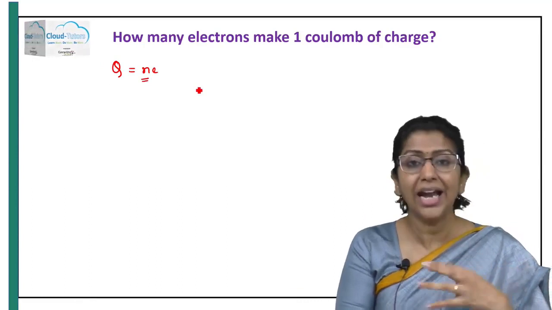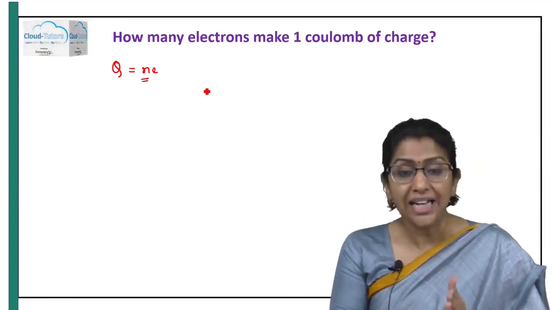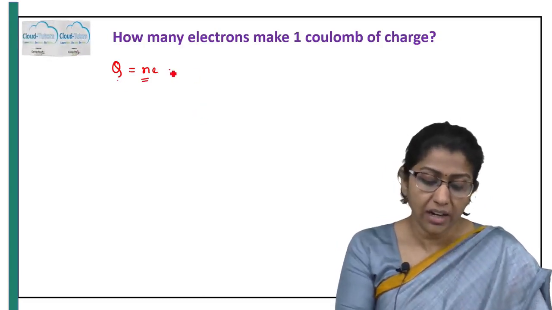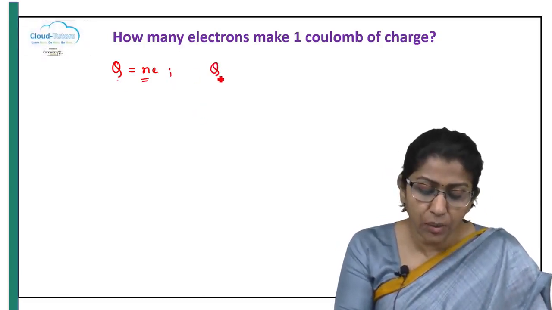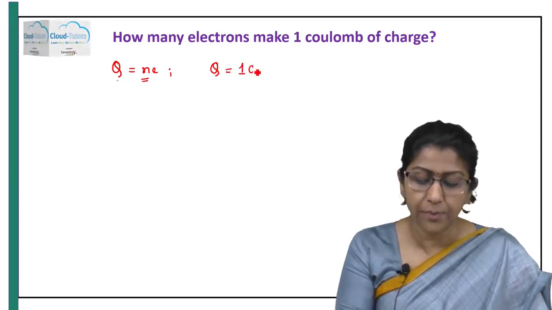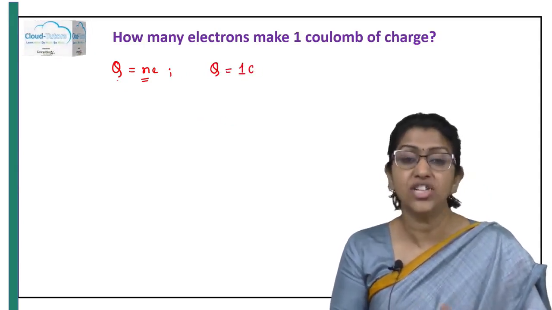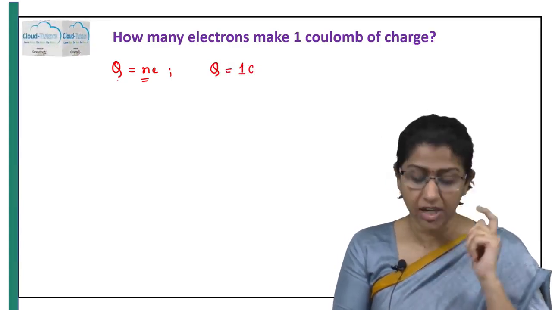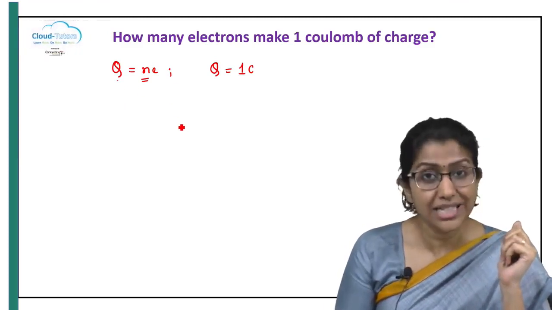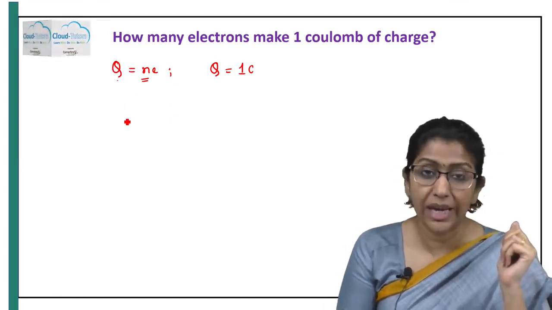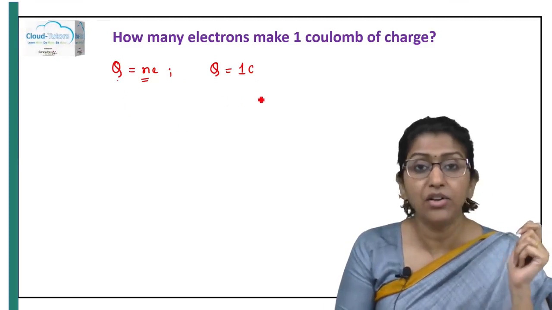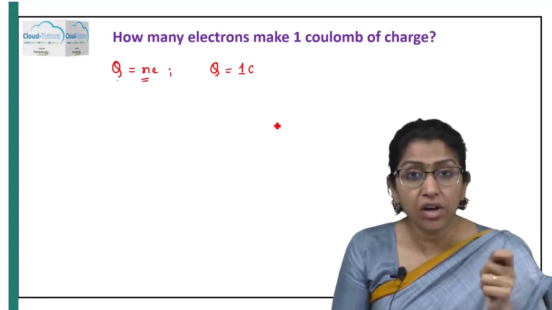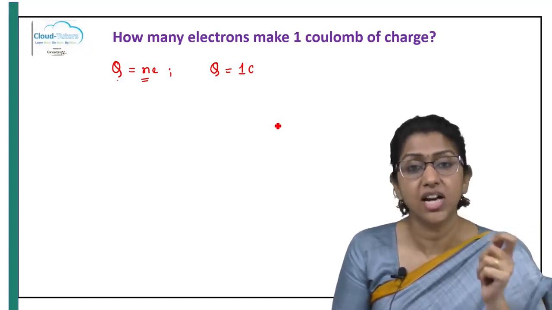So it may take any N number of electrons to make a charge of Q coulombs. Here in this example, Q is equal to 1 coulomb. Now let's calculate and check how many electrons are required to make 1 coulomb of charge. With this quantization equation, Q is equal to N into E, where Q is the amount of charge possessed by an object, N is the number of electrons, and E is the electron charge.